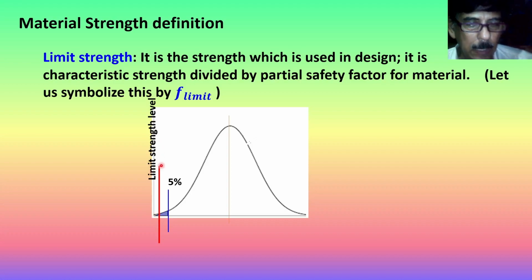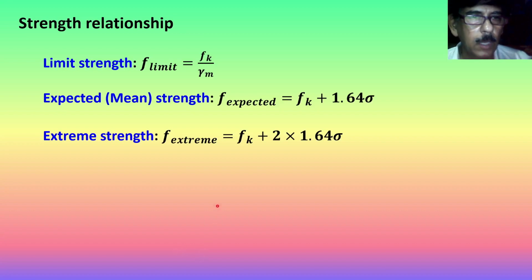So it is taken lower than characteristic so that only fewer samples of your building or structure will fail, and most of the buildings will be surviving, lying on the right hand side of the red line. So limit strength is given by F limit equal to Fk by gamma m. Gamma m is the partial safety factor for material, and Fk is the characteristic strength.